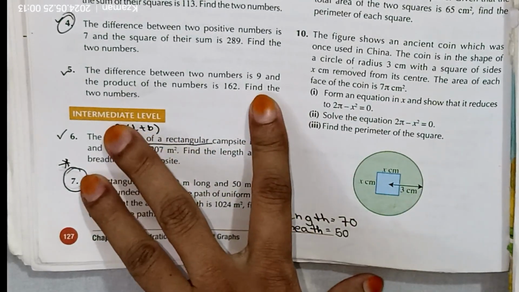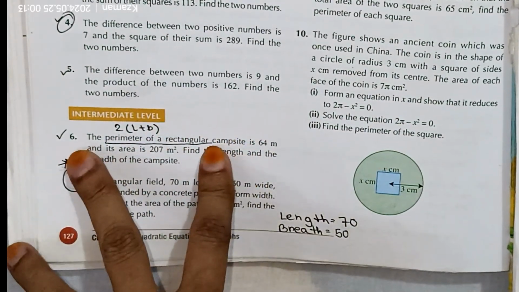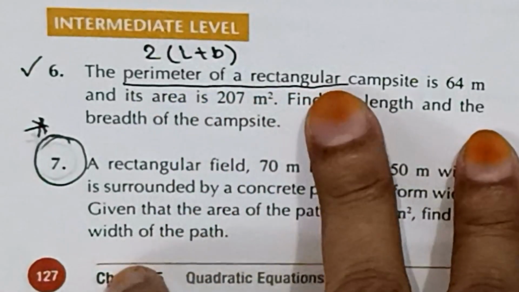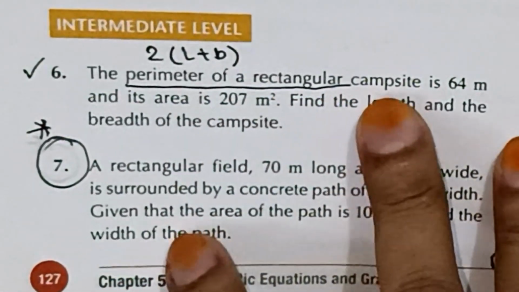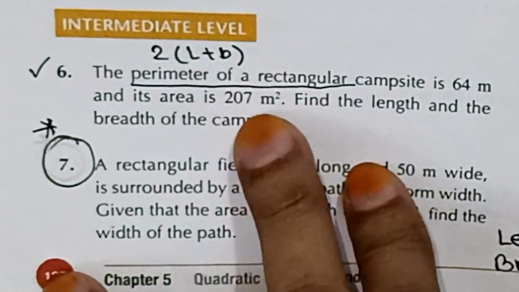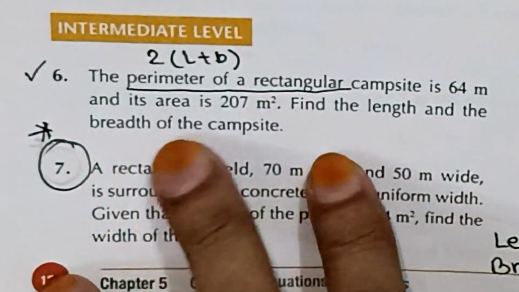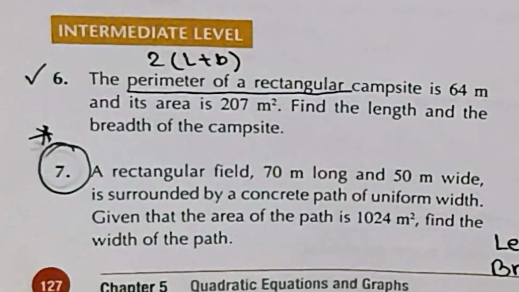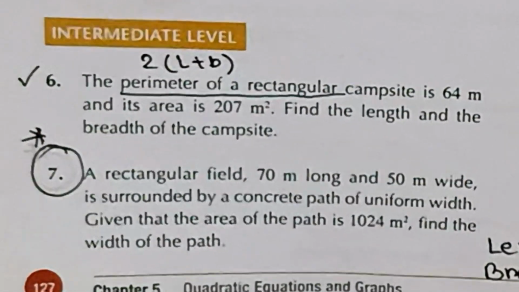Question number 6, intermediate level. At first we read the question. The perimeter of a rectangular campsite is 64 meters and its area is 207 meter square. Find the length and the breadth of the campsite.